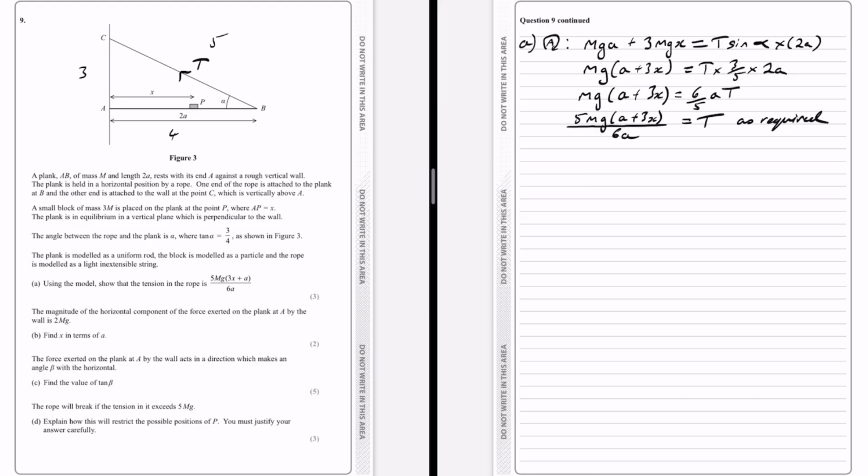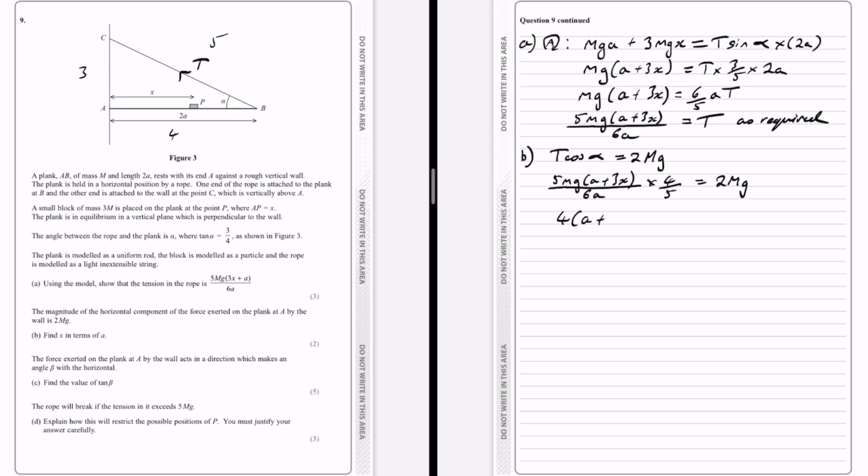For B, we're going to resolve horizontally. So forces going to the left, we've got the component of the tension in the horizontal direction, that's T cos alpha. The question tells us that the reaction force at the wall is 2mg, so they'll be equal. Then we can substitute our expression for T from part A into this equation. So replacing T with the 5mg, lots of a plus 3x all over 6a, we'll times that by cos of alpha, which is 4/5. That's going to be equal to 2mg.